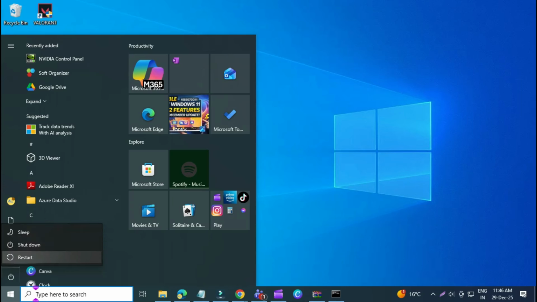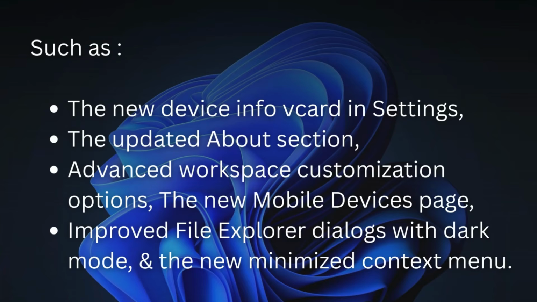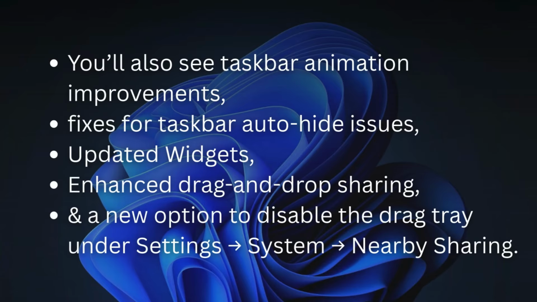After restarting, you'll notice the changes immediately, such as the new device info card in Settings, the updated About section, advanced workspace customization options, the new mobile devices page, improved File Explorer dialogues with dark mode, and the new minimized context menu. You'll also see taskbar animation improvements, fixes for taskbar auto-hide issues, updated widgets, enhanced drag-and-drop sharing, and a new option to disable the drag tray under Settings, System, Nearby Sharing.